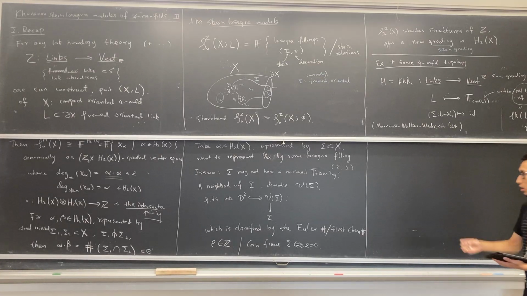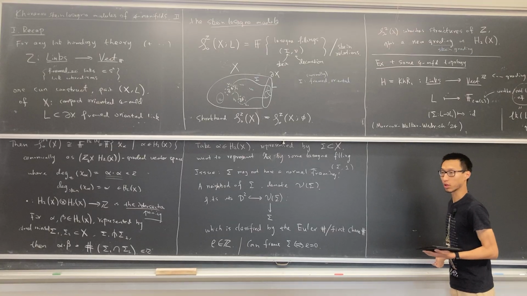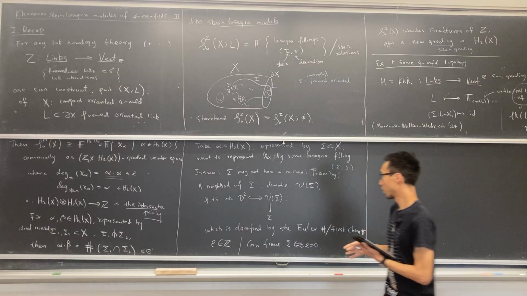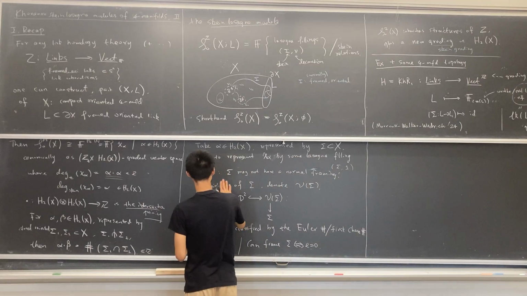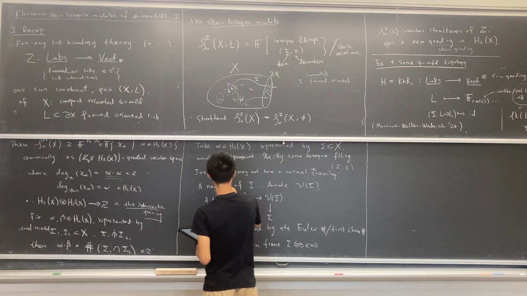So in general, when the Euler number is non-zero, so sorry, now sigma is a surface inside.